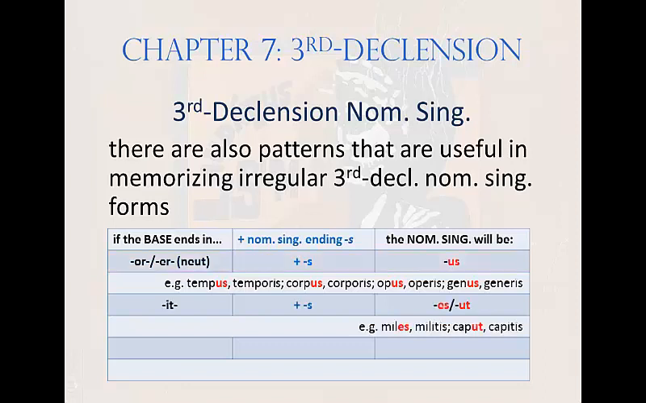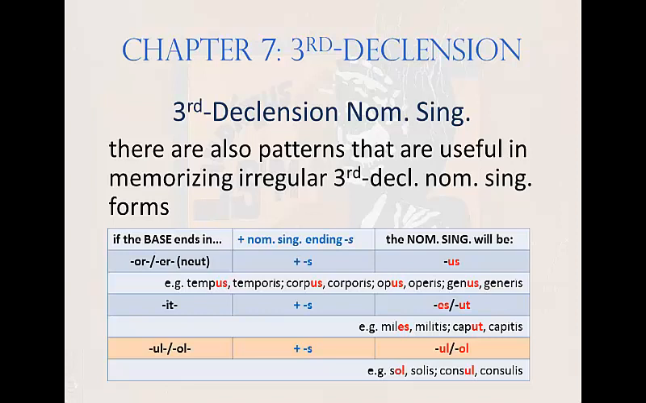If the base ends in IT and S is added, the result will be either ES or UT, as in miles, militis, meaning soldier, or caput, capitis, meaning head. If the base ends in UL or OL and S is added, the result is either UL or OL in the nominative singular, such as sol, solis, meaning sun, or consul, consulis, meaning consul, a high executive officer in Roman government.